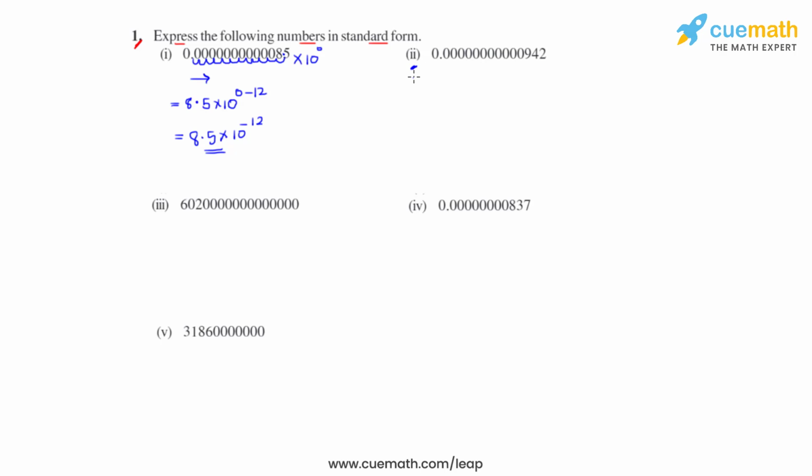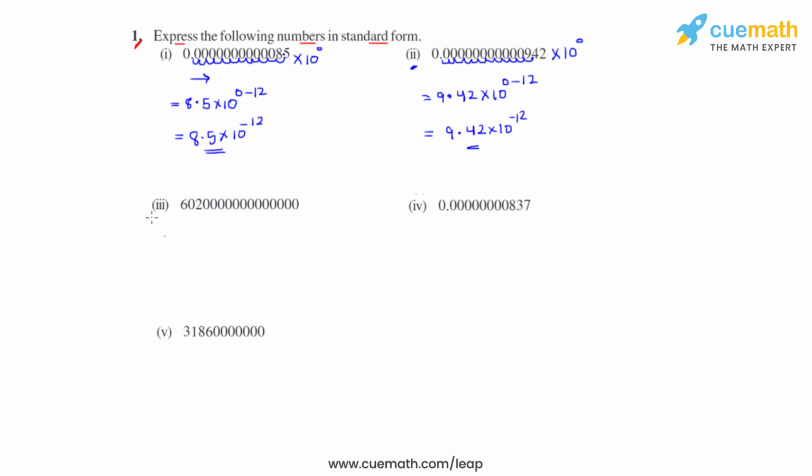In this bit, we have to get the decimal point between 9 and 4. So we first multiply it with 10 raised to 0. Now let's count how many places it is to be moved. 1, 2, 3, 4, 5, 6, 7, 8, 9, 10, 11, 12. So we write it as 9.42 times 10 raised to 0 minus 12 because we moved the decimal towards right, so the power must get subtracted. That gives us 9.42 times 10 raised to negative 12 as the standard form of the number given in the second bit.